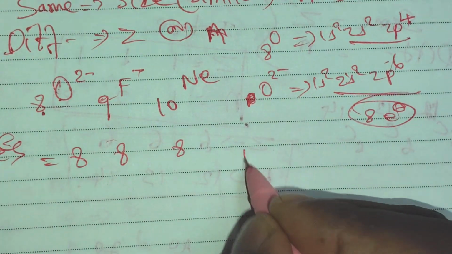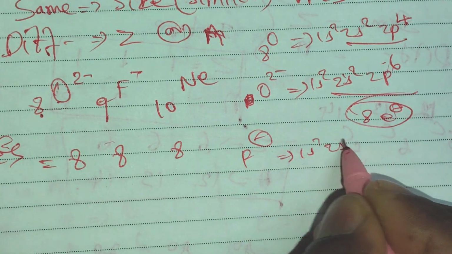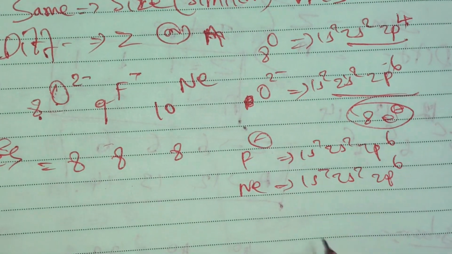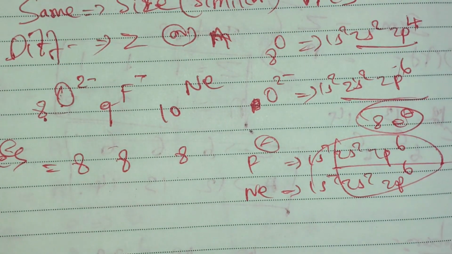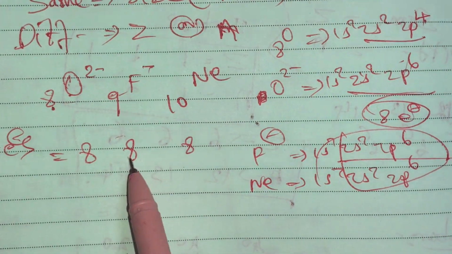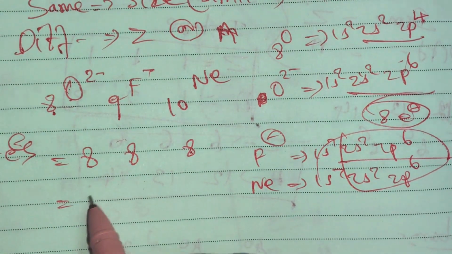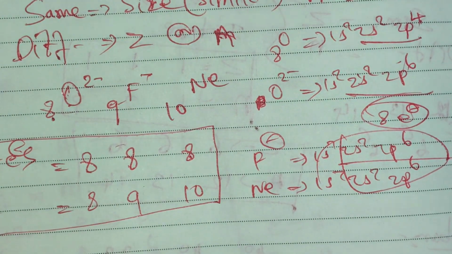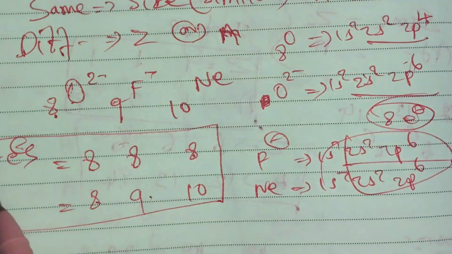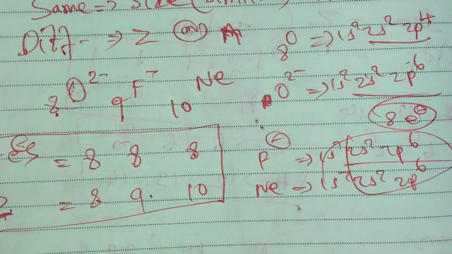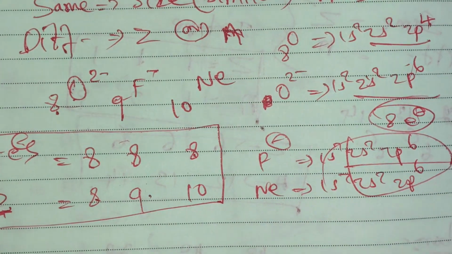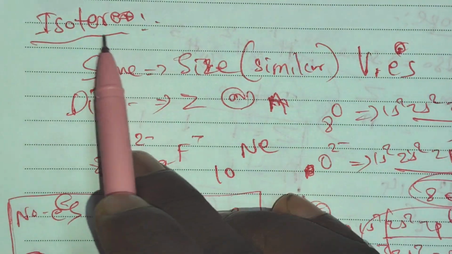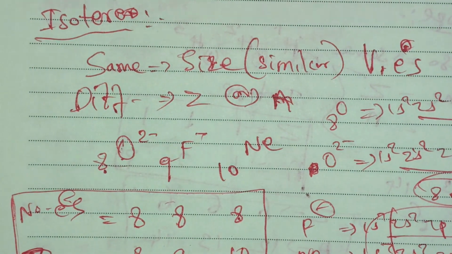For F⁻, the configuration is 1s2, 2s2, 2p6, and in neon it is also 1s2, 2s2, 2p6. So all of these have a valence shell containing 8 electrons, while the atomic numbers are 8, 9, and 10. The number of electrons is the same while the atomic numbers differ. Those kinds of species come under the category of isosteres.